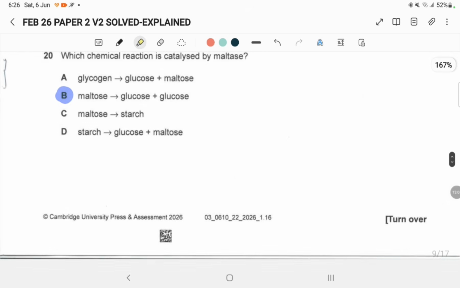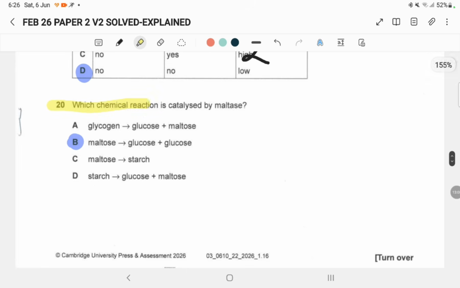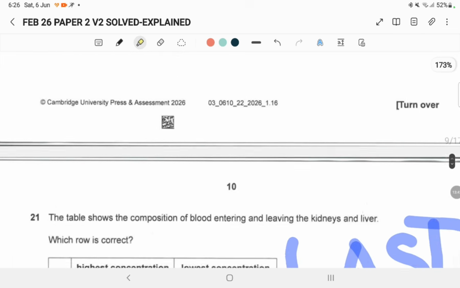Now question 20. Which chemical reaction is catalyzed by maltase? Maltase breaks maltose, producing glucose and glucose. And even if you don't know what the products of maltose are, just look at letter C. Question number 20, letter C is telling you maltose will be broken down into starch. By what way? We know that amylase breaks down starch into maltose. So basically, you cannot reverse maltose into a bigger product, which is starch. So this is impossible, okay? So the answer is B.